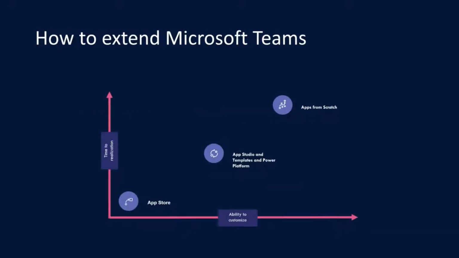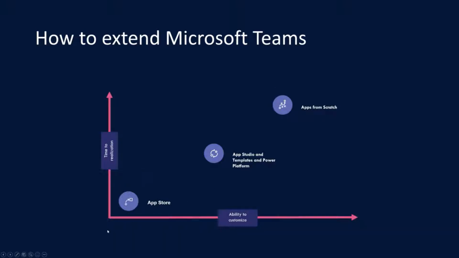Microsoft Teams extensibility options can be divided into 3 different sections. If we look at this graphic that represents the ability to customize against the time to implement the customization, at the bottom we have the App Store, with the apps that you typically get from the Microsoft Teams App Store. Then here we have the Microsoft Power Platform, App Studio and the templates that we will see in a minute. And at the top, we have the apps from scratch. They will take longer to implement, but the sky is the limit in terms of customization. You can do whatever you want if you use this development method.